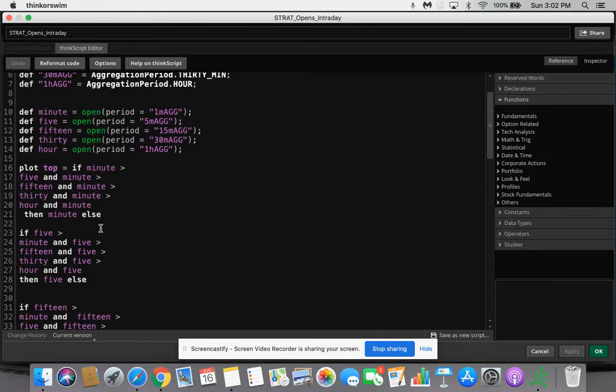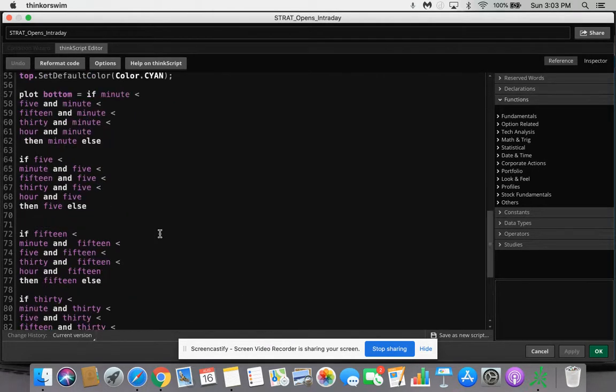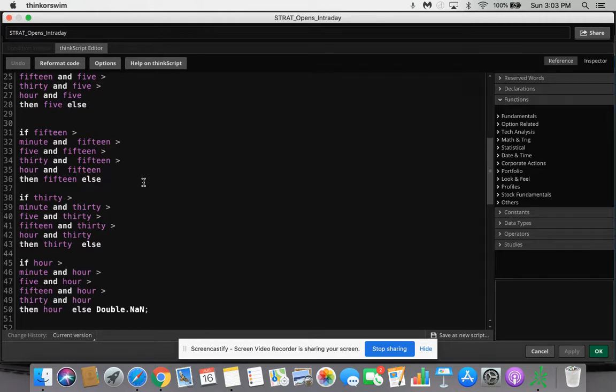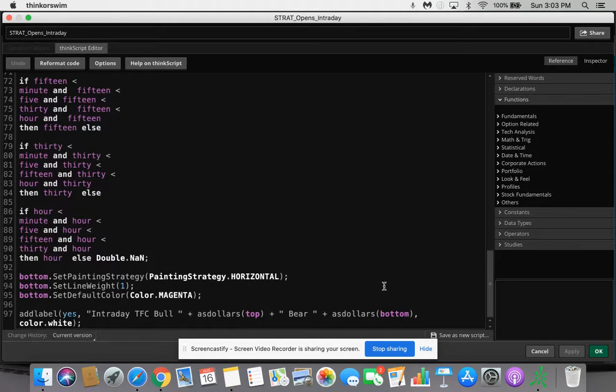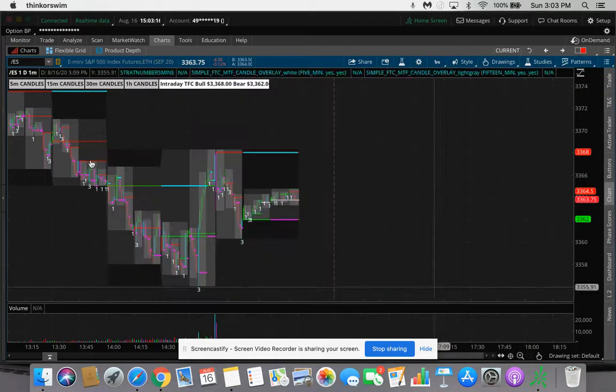If the minute is higher than everything else, then the minute is the top. If the 5 is higher than everything else, then the 5 is the top. I'm trying to find a way to streamline that in the code. And I'm also trying to figure out a way to, which I think I have figured out, but I haven't put it into this code, to make it so that this study will appear on higher time frames.